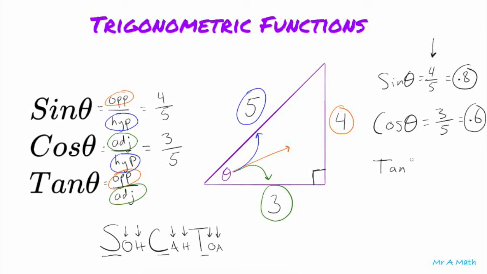And again, in tangent of theta, we see that tangent is opposite over the adjacent. So my opposite is 4 over the adjacent, which is 3. So tangent is 4 over 3. Or, plugging that in, you get 1.3 repeating. And so this is what sine, cosine, and tangent are of this triangle. Now let's look at one more example real quick.